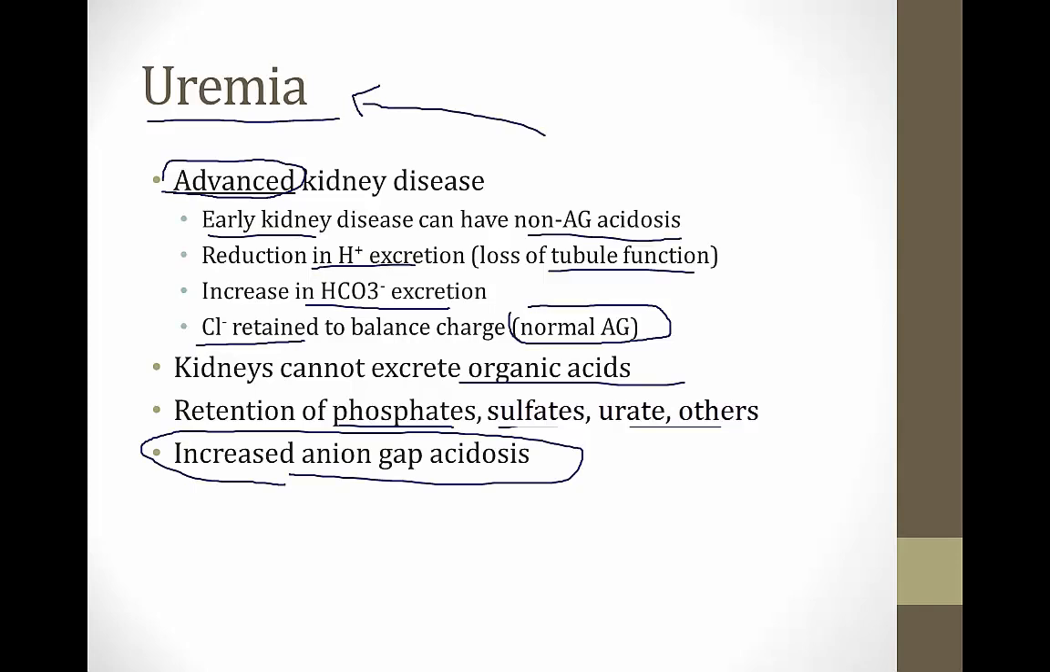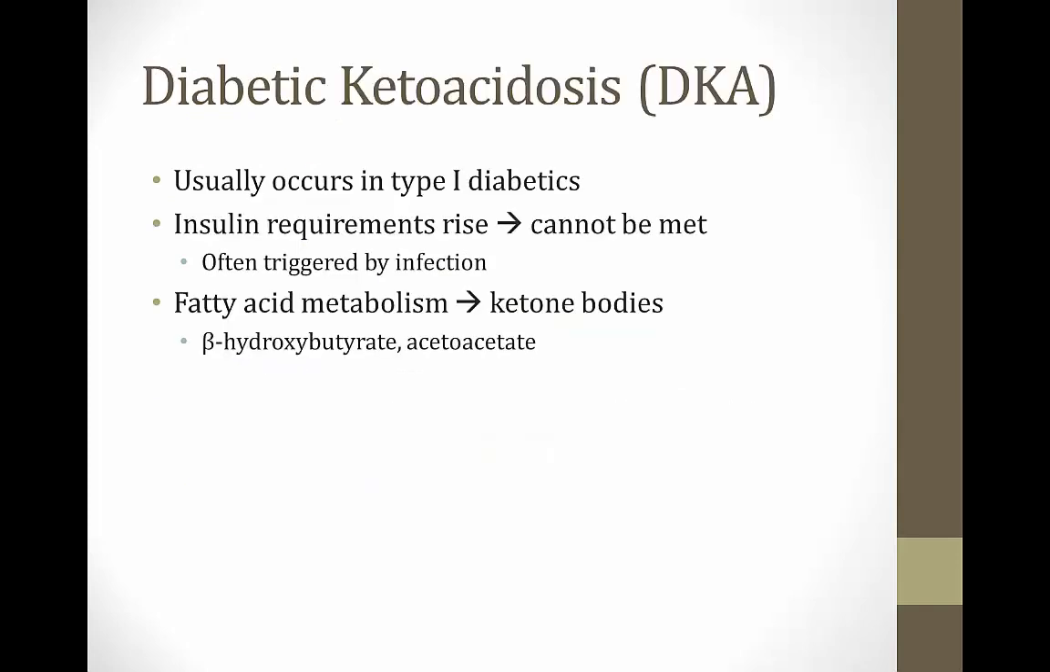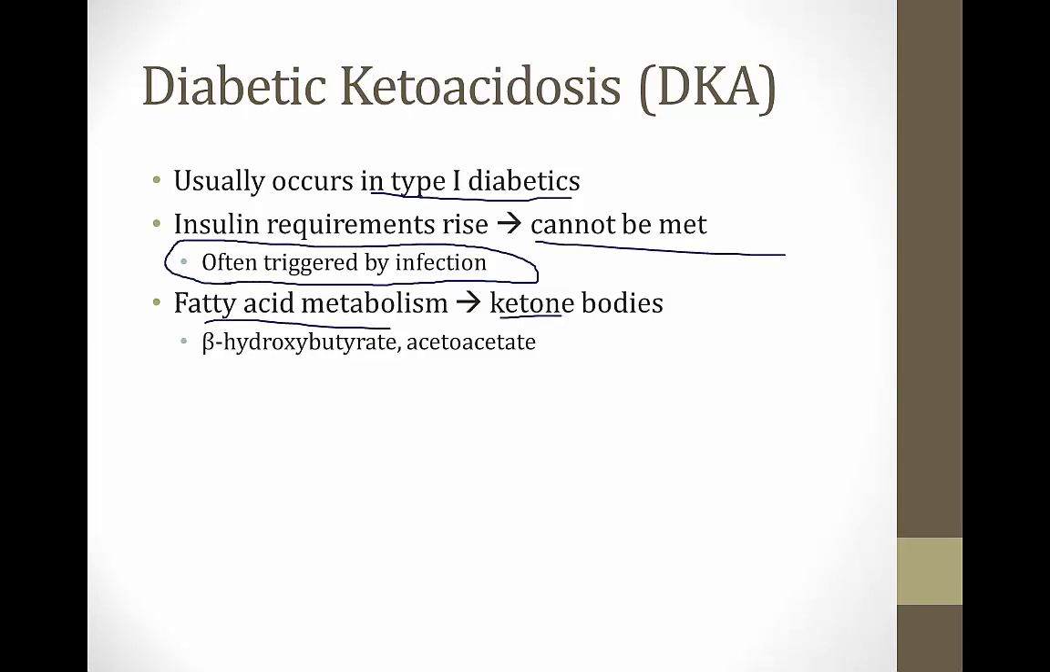Diabetic ketoacidosis classically causes a high anion gap metabolic acidosis. This usually occurs in type 1 diabetics. Their insulin requirements rise, but they cannot be met because their pancreas can't make enough insulin. A classic trigger for this is an infection or a diabetic who stops taking his insulin. As you know from biochemistry, fatty acid metabolism leads to the production of ketone bodies like beta-hydroxybutyrate and acetoacetate, and these are the unmeasured anions that are going to increase the anion gap and cause an acidosis.